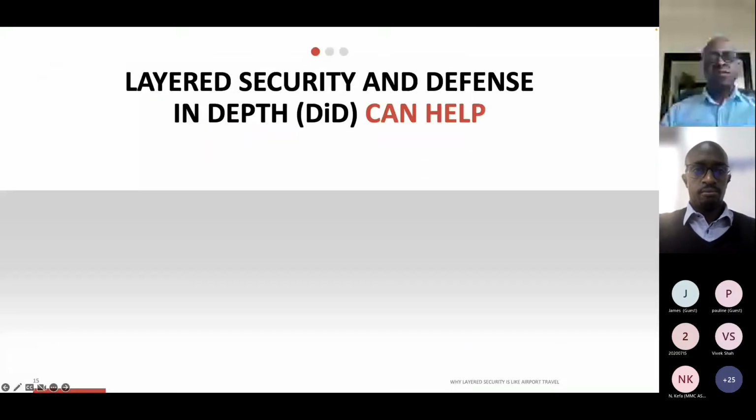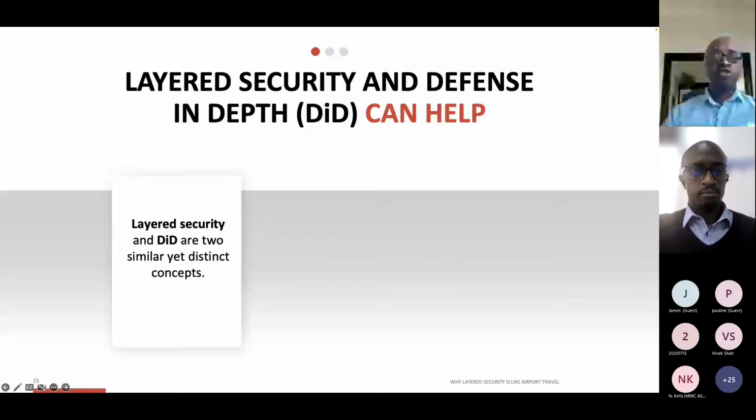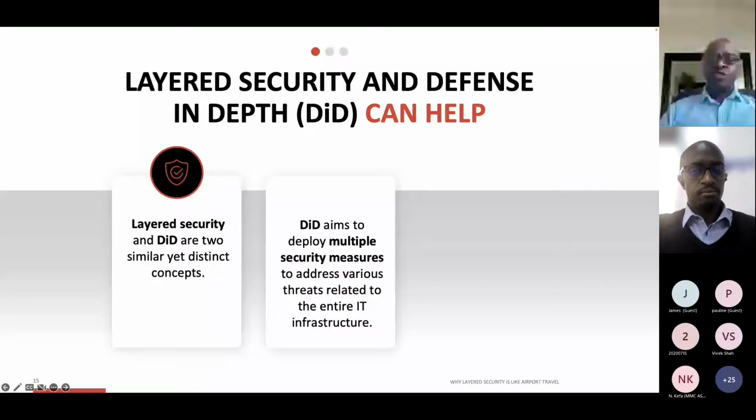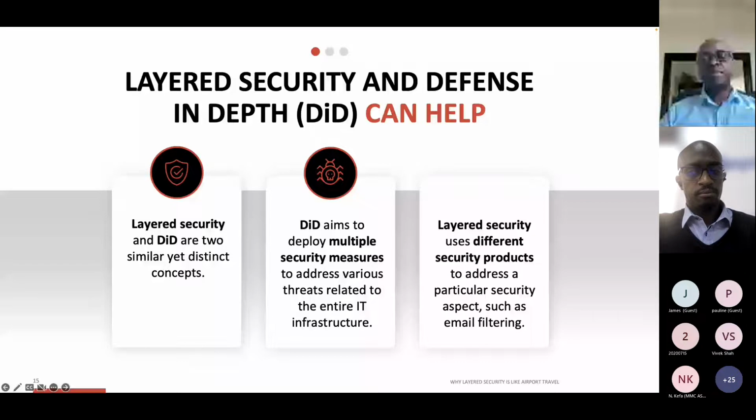So layered security and defense in depth. Just continuing this topic and explaining more what it is and the difference between the two. Layered security and defense in depth are two similar yet distinct concepts. Defense in depth aims to deploy multiple security measures to address various threats related to the entire IT infrastructure. While on the other side, layered security uses different security products to address a particular security aspect, such as email filtering.